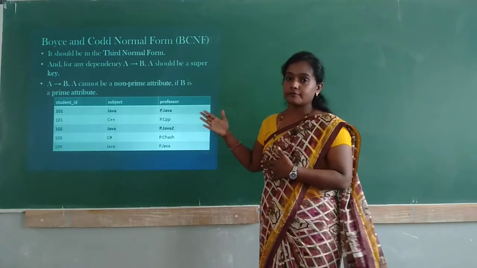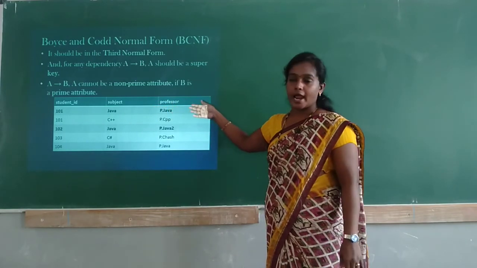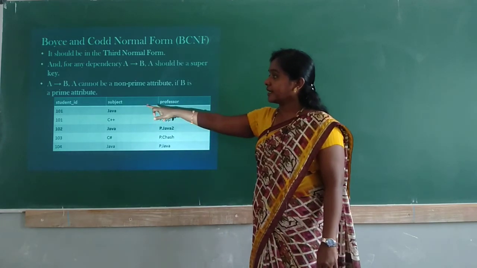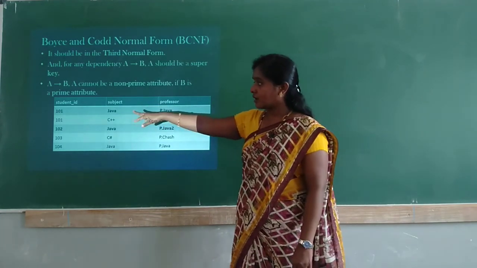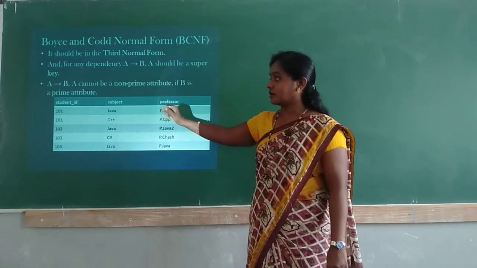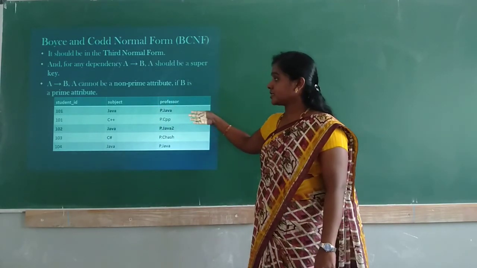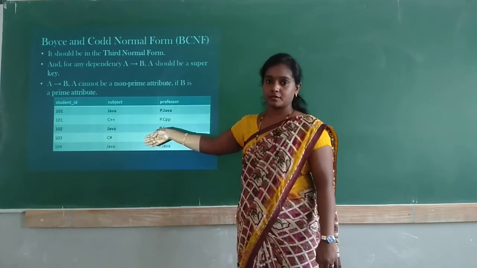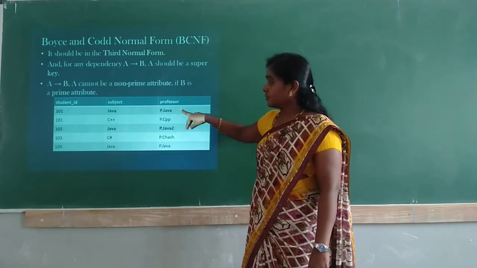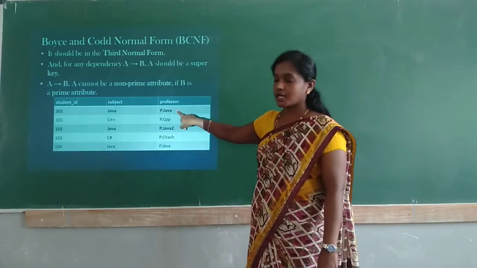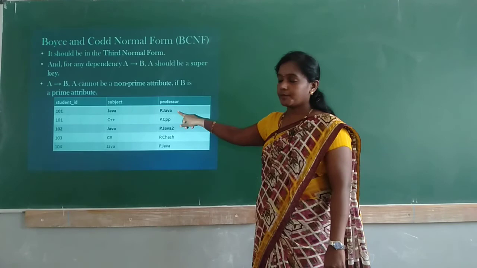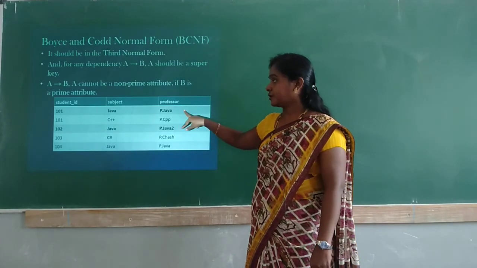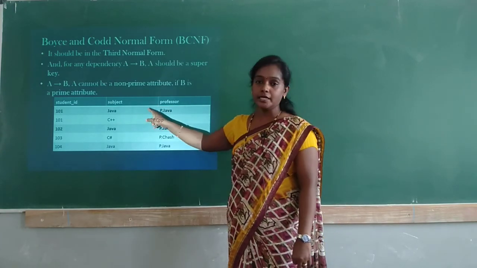So in this table we have student ID, subject and professor who is teaching that subject. A student can learn many subjects, and a professor can teach many subjects. Here we have two conditions. Java is taught by P Java professor and P Java 2 professor. Here two professors are teaching Java.